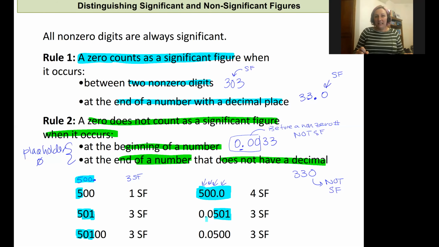Now let's get rid of that 1. So we have a non-zero number. Anything before that non-zero number is just a placeholder. And after it, I have 2 zeros. But because they come after a non-zero number and there's a decimal place, they are significant figures. So I'll have 3 significant figures for the number 0.0500.